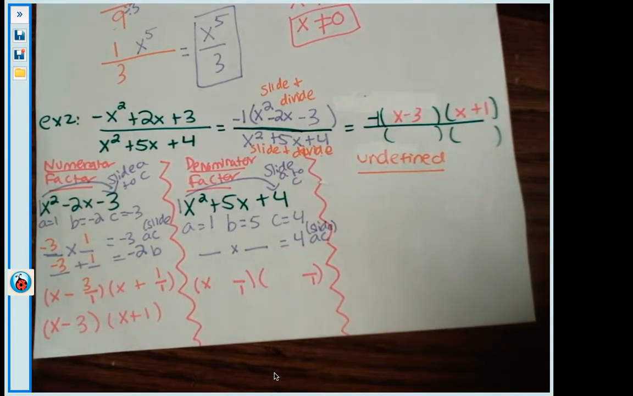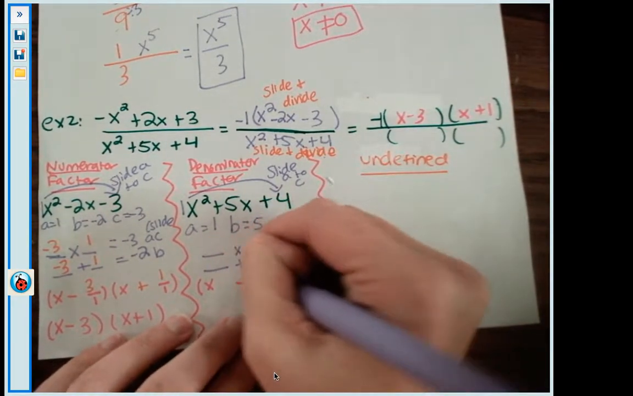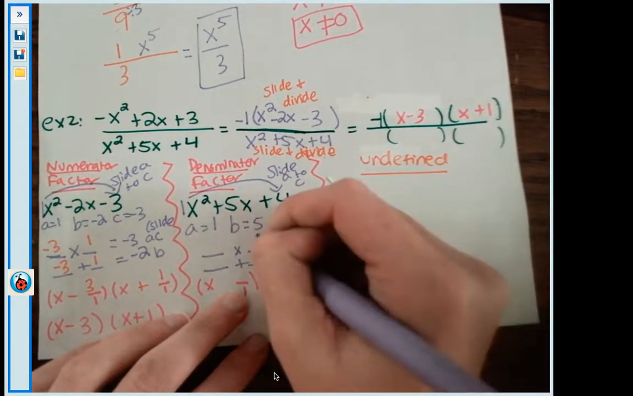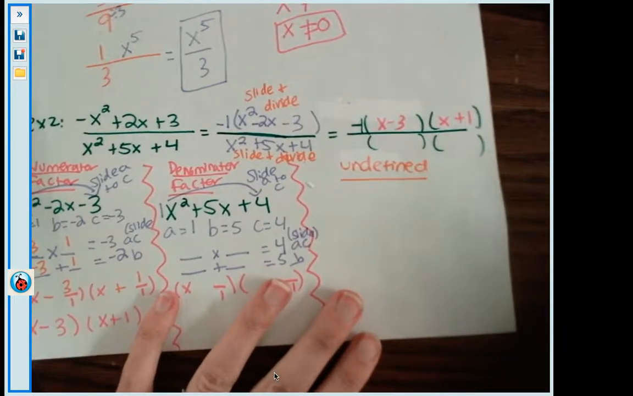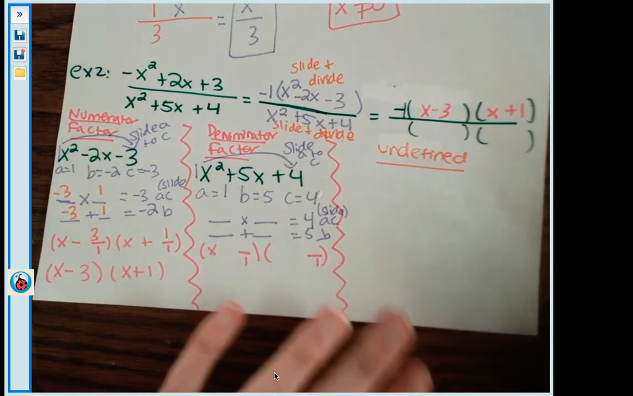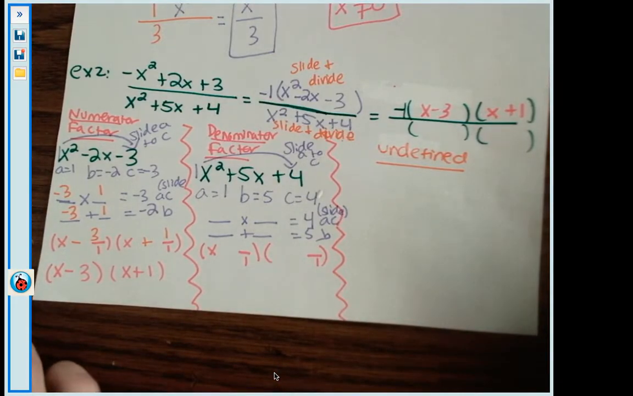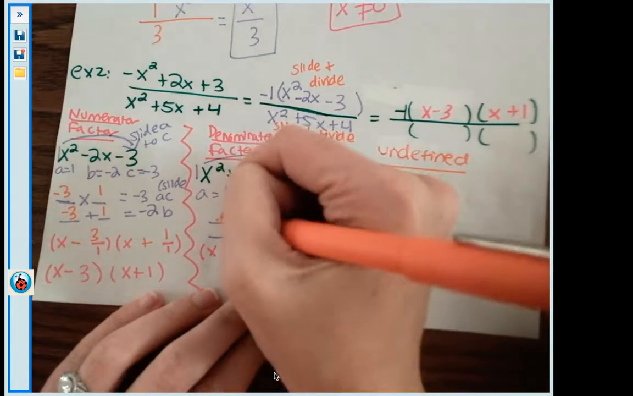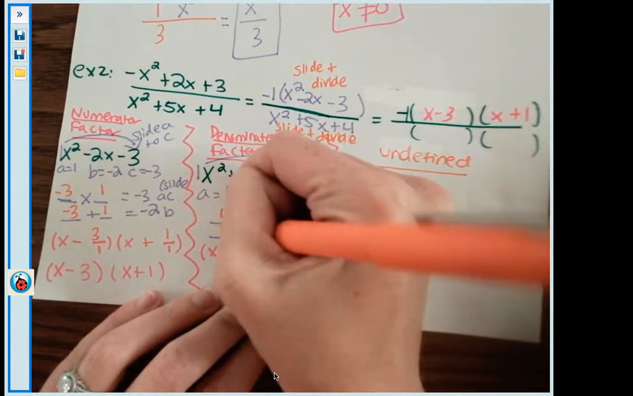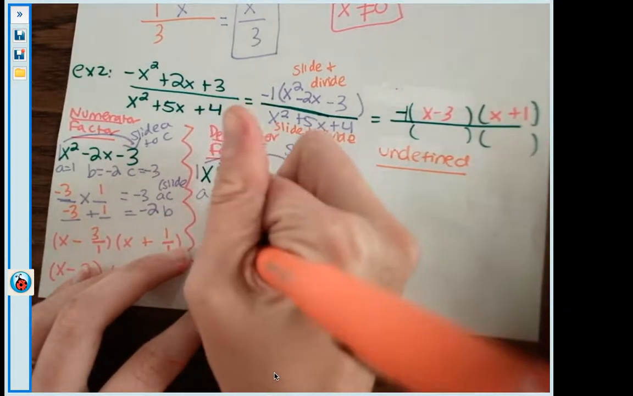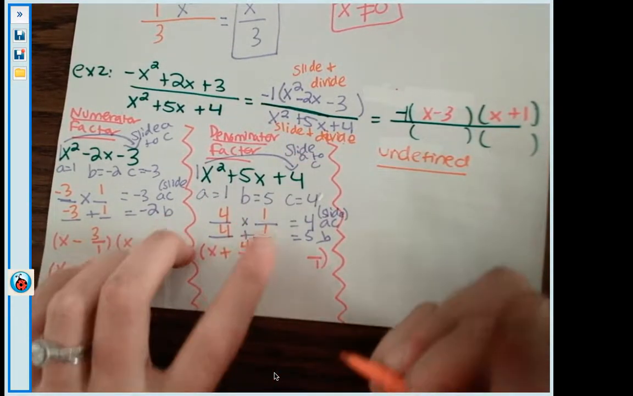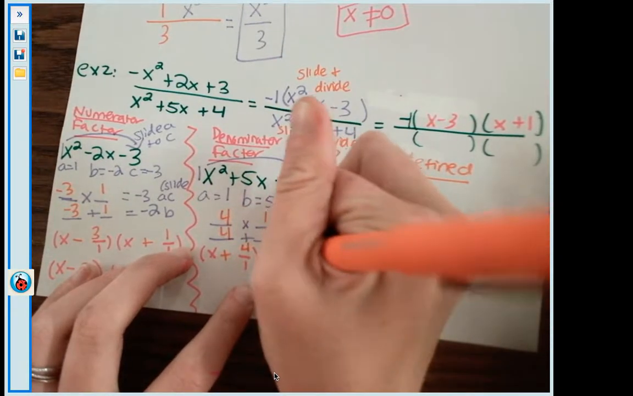Okay, so I need two numbers that multiply to be AC and add to be B, which is 5. So two numbers that multiply to be 4 and add to be 5. You guys are so smart. It is 4 and 1. All right, so this is a positive 4, so in here I'm going to put plus 4. And that's a positive 1, so in here I'm going to put plus 1.